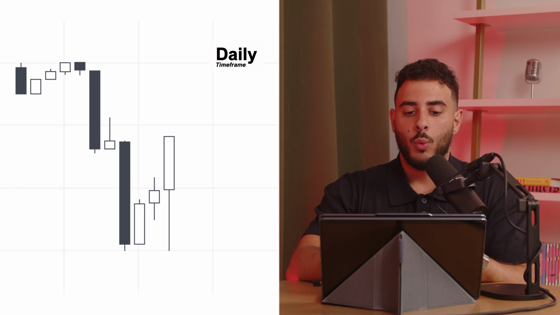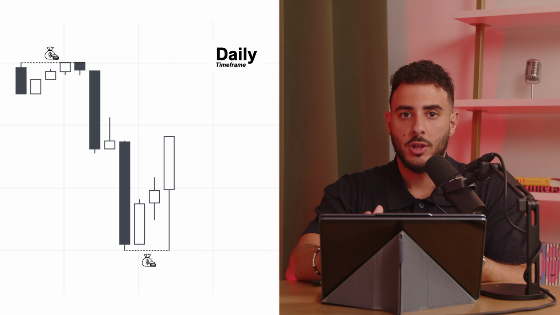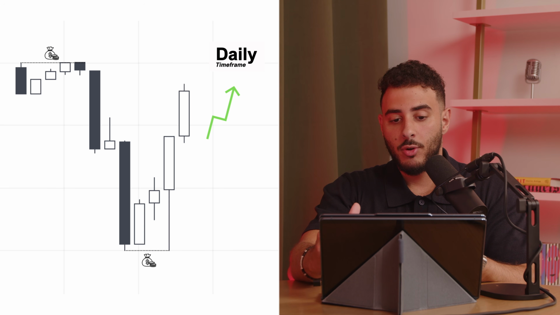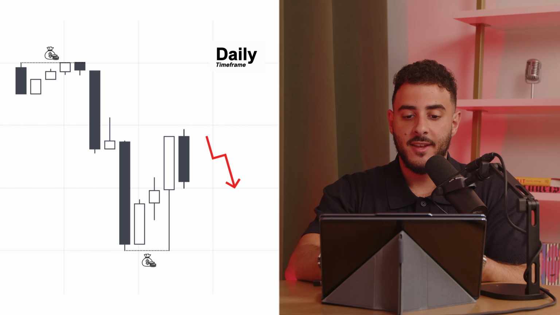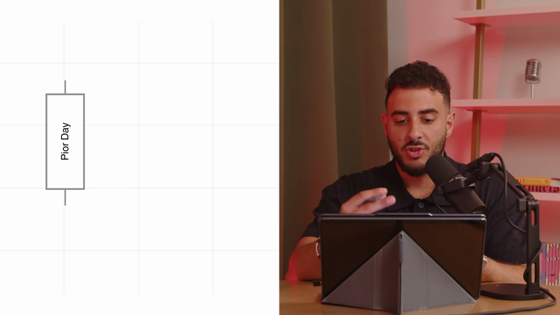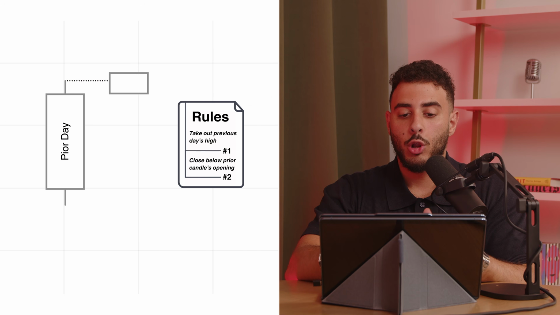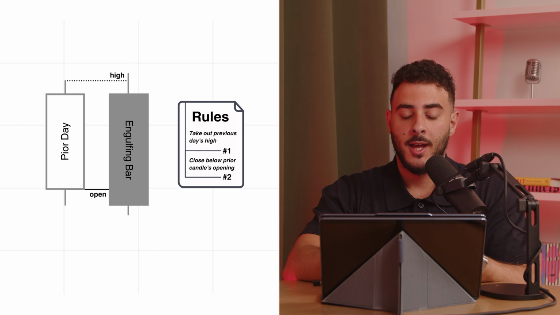Here's a short clip of how it works. Essentially, when we're trying to identify the daily bias, our main job is to predict what the next daily candle will look like. Would it be an up candle or a down candle? And this is where the engulfing bar play excels. The best part is that there are just two rules to follow here. Rule number 1, take out the prior candle's high. Then rule number 2, close below the prior candle's opening, making the engulfing bar play the simplest way to identify daily bias.